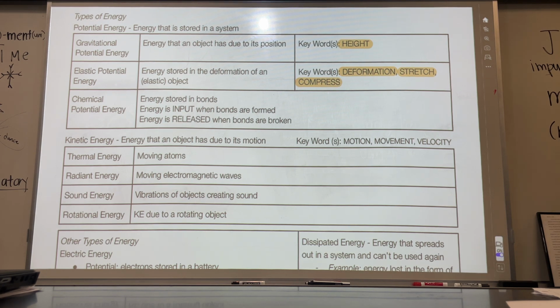Now, the opposite is true. So when you break the bond, energy is released from the molecule, and that energy can be used to do things with it. We'll talk about work at the end of the lesson. It's like one of the last learning targets.